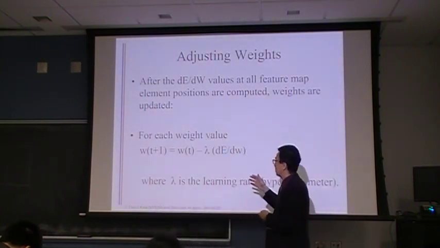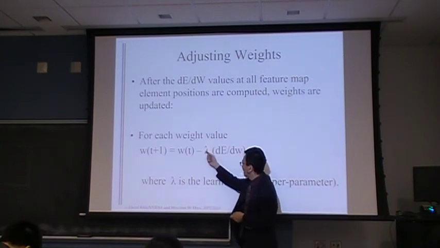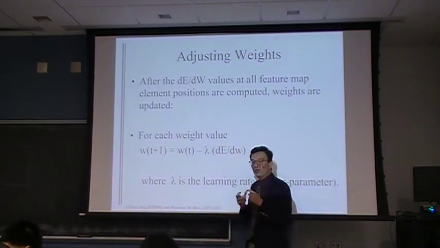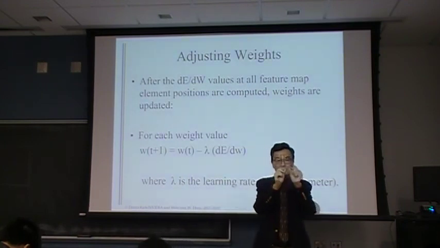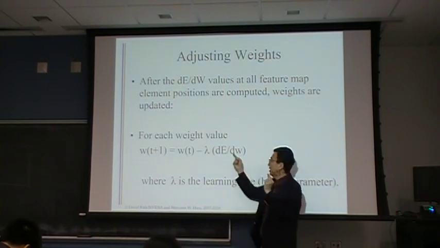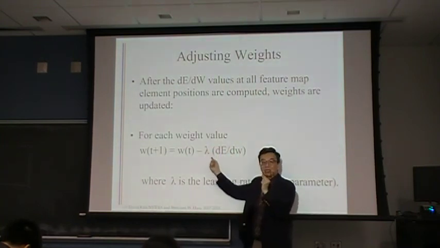So the way to do the adjustment is by subtracting a linear scale of the delta E, delta W. So every element of that filter is going to be adjusted by taking the importance of the element multiplied by a constant lambda.